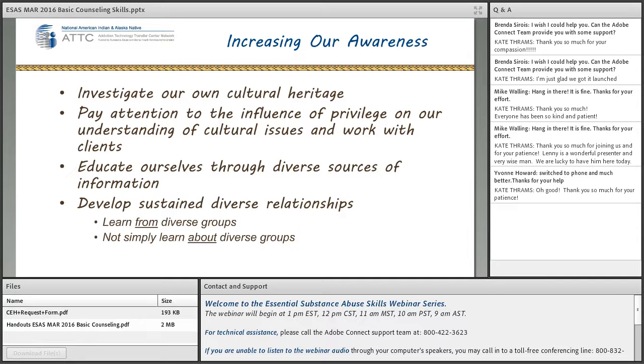Learn from diverse groups. Don't simply learn about diverse groups, learn from them. So it's really important to know those differences.